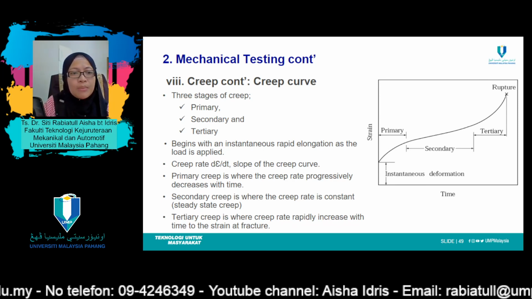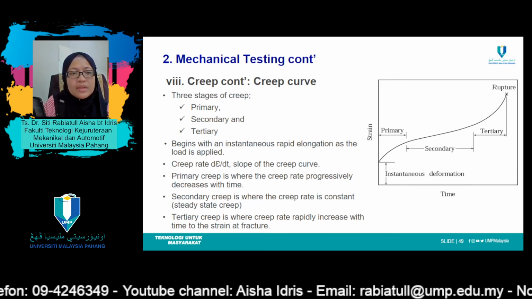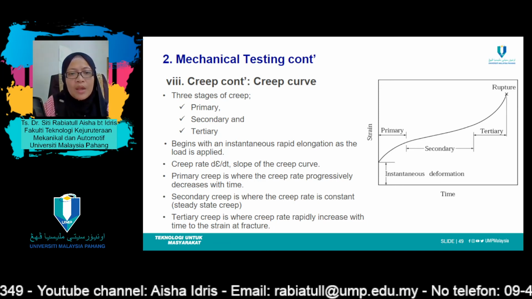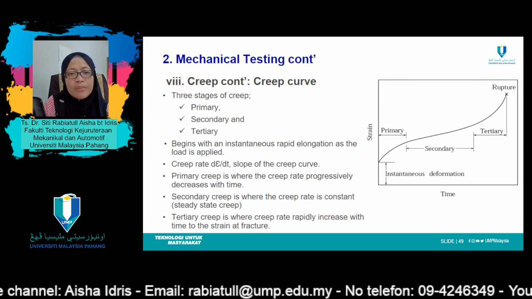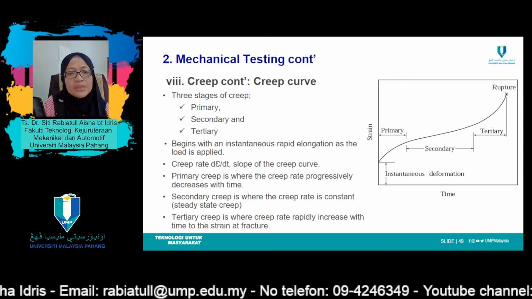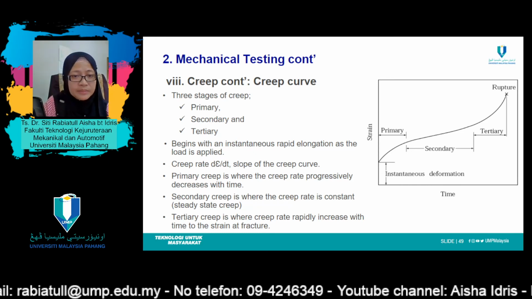For example, number 1, primary or transient creep occurs, typically with a continuously decreasing creep rate. That is, the slope of the curve diminishes with time. This suggests that the material is experiencing an increase in creep resistance or strain hardening.